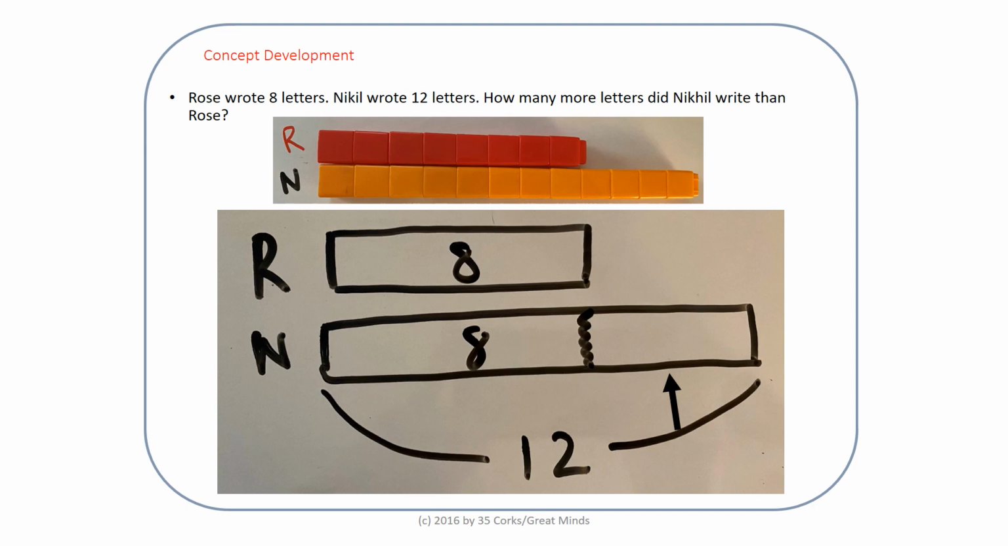So the first one I point to is the 8. That's the same as Rose. But the box that doesn't have anything in it yet, that's how many more he wrote, and we don't know yet. But again, what is the total number of letters Nikhil wrote? 12 letters. What is the part of Nikhil's letters that are the same number as Rose's letters? Good, 8 letters.